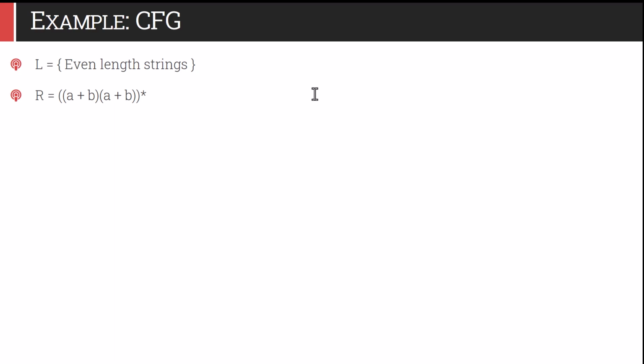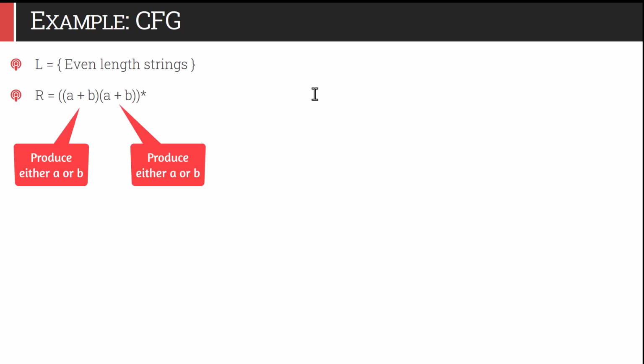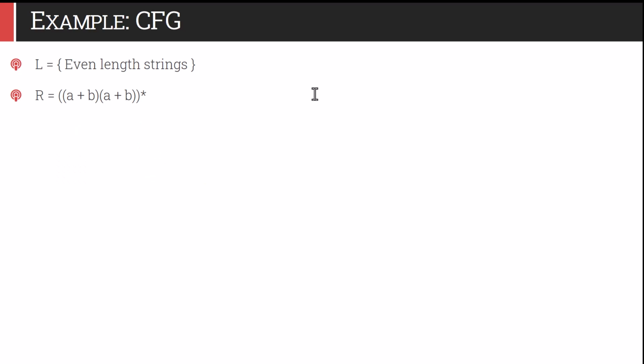Language contains all the strings of even length over the alphabet a, b. So it could contain epsilon, or it could contain aa, ab, ba, bb. Then it would contain strings of length 4. So we have to take the repetitions of two alphabet symbols at a time. So we have ((a+b)(a+b))*. So it will ensure there would be 0 occurrences of either of them, or there would be 2 occurrences, or that would be 4 occurrences. Fine. So any string of even length would be produced by this regular expression.